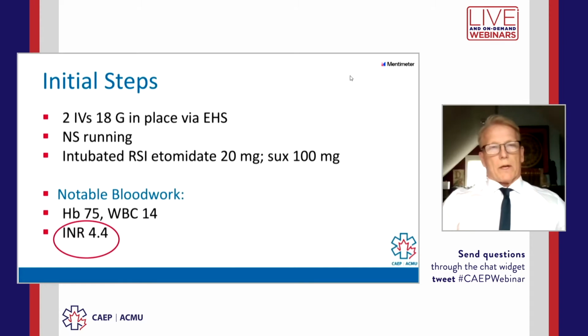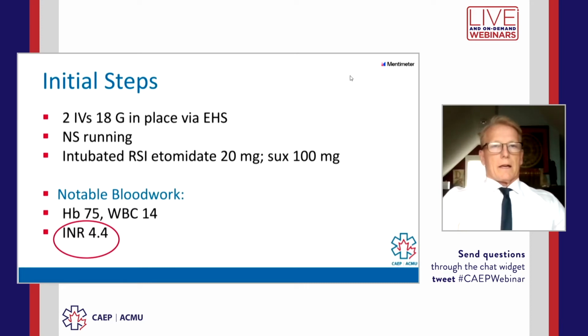So really, the INR issue is I think a minor one in this case. It will be more important when you're looking at those bleeds that are not life-threatening. So to start the resuscitation, of course, you have your IVs, you have normal saline running.